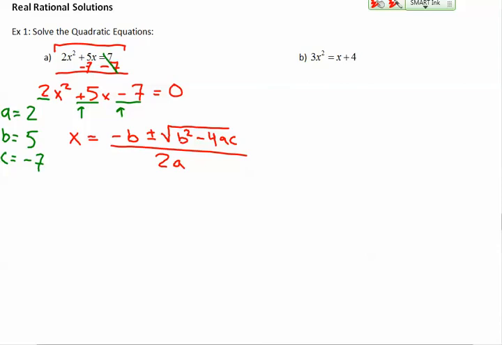Morgan, we still got you? So did you copy down this formula there?